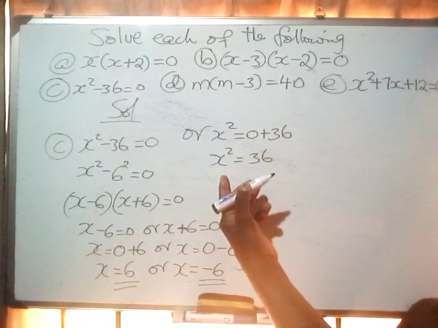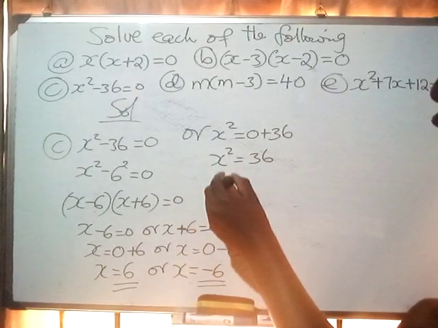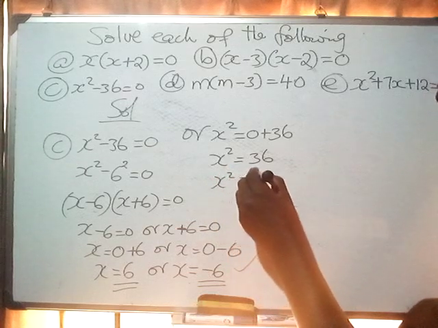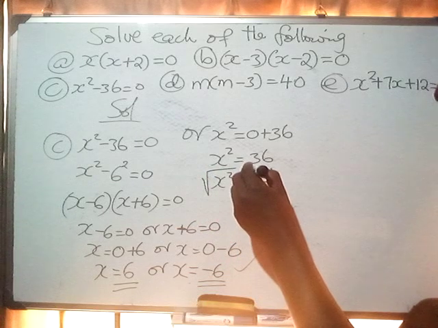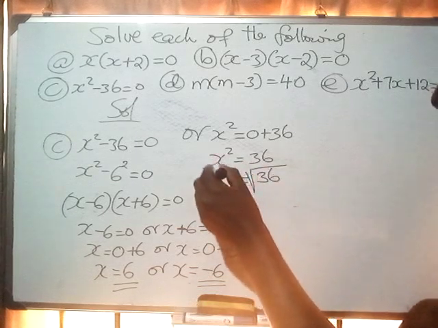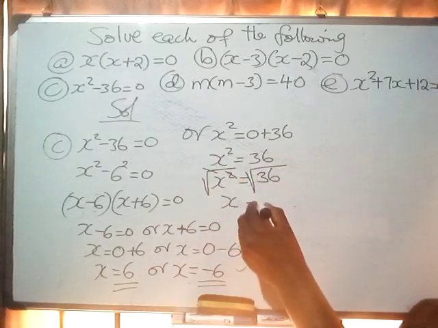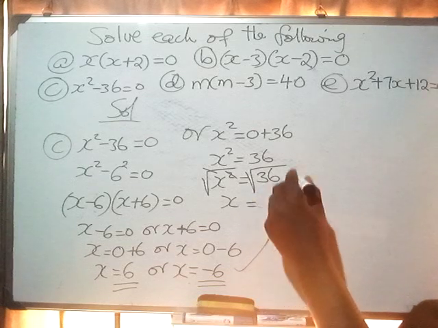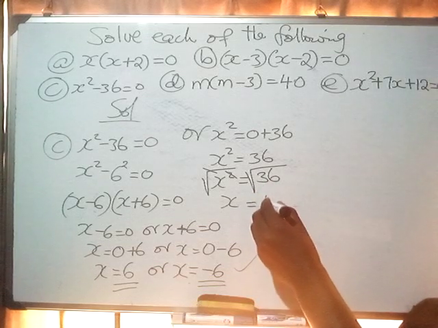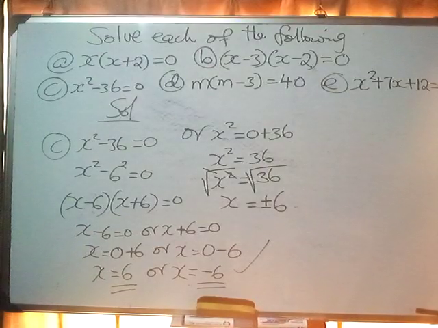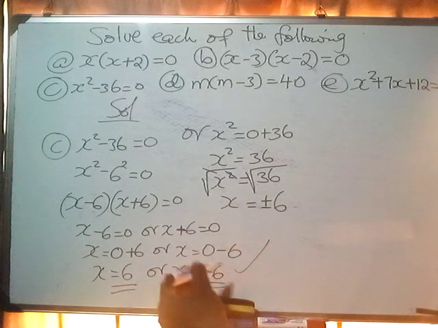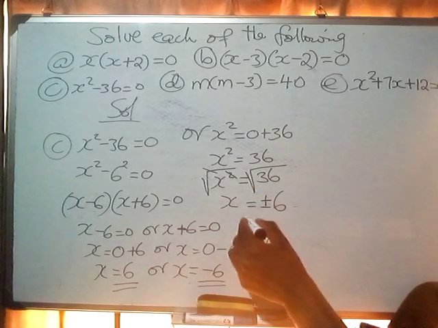Once we reach this stage now, we are going to square root both sides. It is just a square root. So square root there, and also this other side you square root it. So our x will be the square root of 36, which is positive or negative 6. So x is positive 6 or x is negative 6.